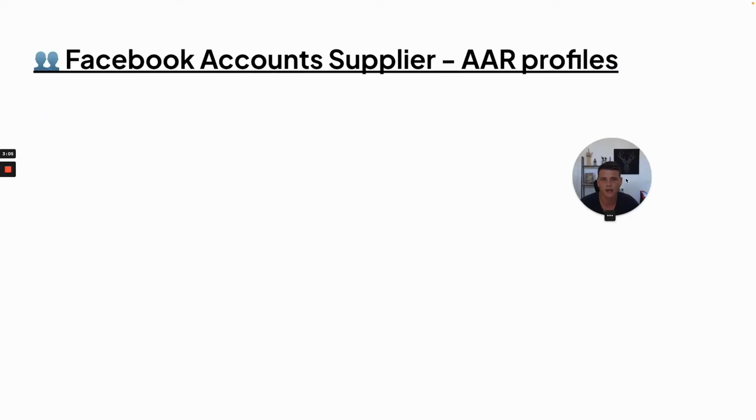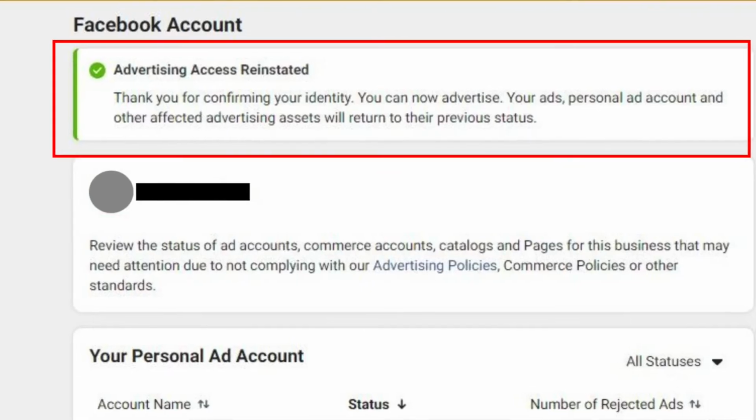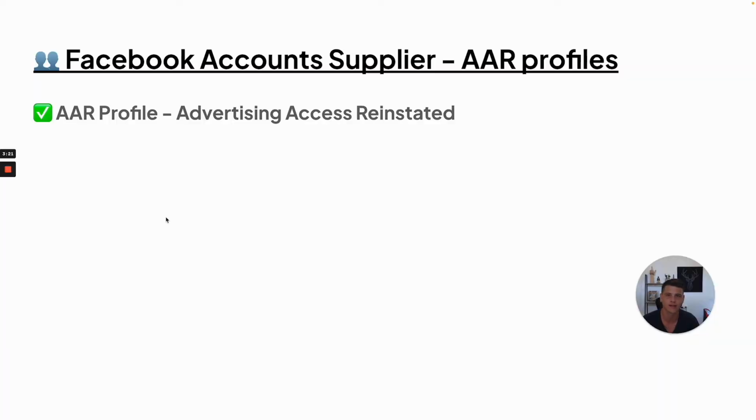So, Facebook account supplier, AAR profiles. AAR profiles mean advertising access reinstated. These are essentially profiles that got their advertising access restricted, and then Facebook lifted this restriction and now they are reinstated. So this is the term for these types of profiles. These profiles are specifically designed for advertising, so you want to make sure that you only use these types of profiles. Now, where can you actually get these profiles? There are a couple of different suppliers online.